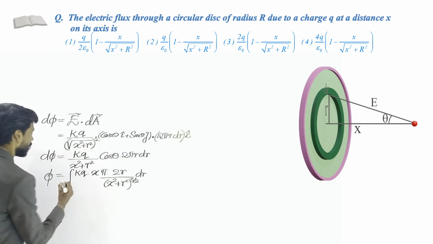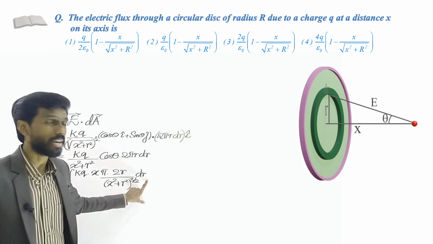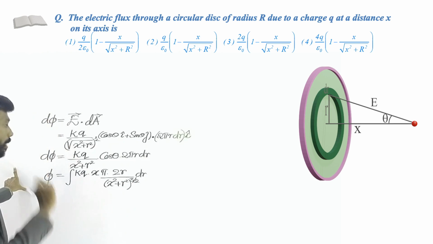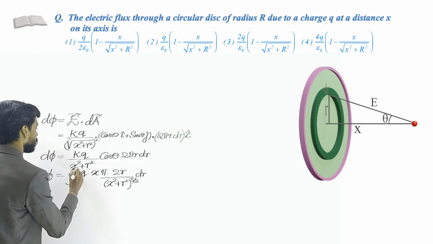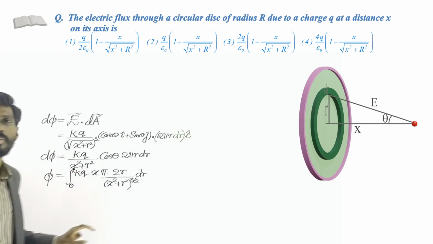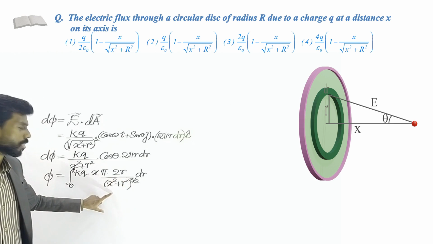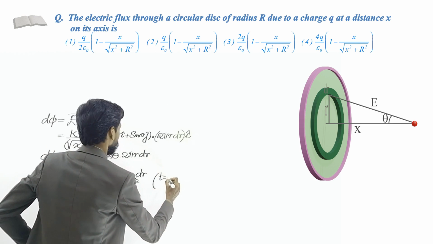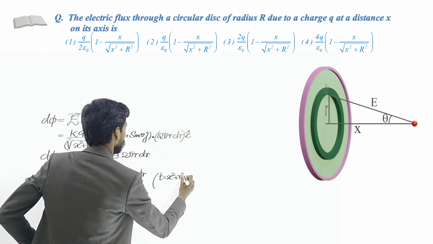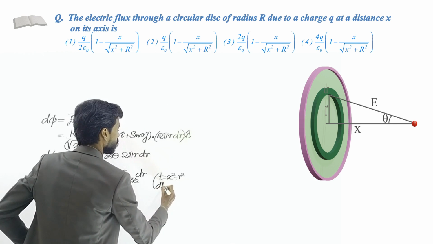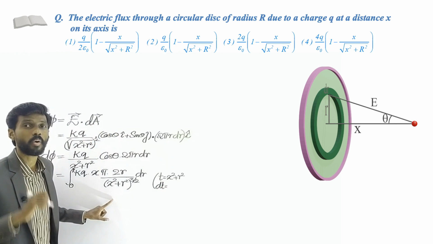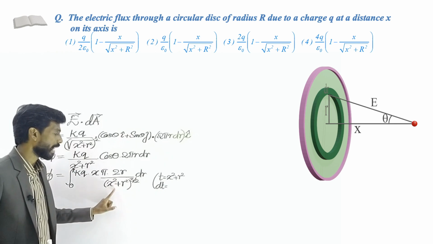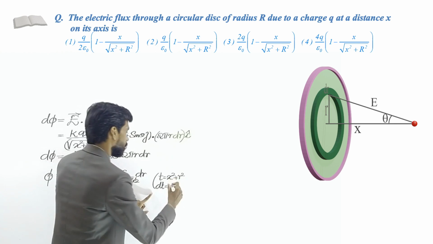So let me write here integration. The integration for the variable r ranges from 0 to capital R, that is the radius of the disk. Let us do this integration to get our required answer. So how will you do this integration? This integration is done by substitution method. I'll just give you an idea. Let us take some new variable, t equal to x squared plus r squared. So the derivative dt, see x is a constant here, only r is a variable. r is the radius of that circle, that is a variable, but x is a constant, that distance. So dt is simply 2r dr.